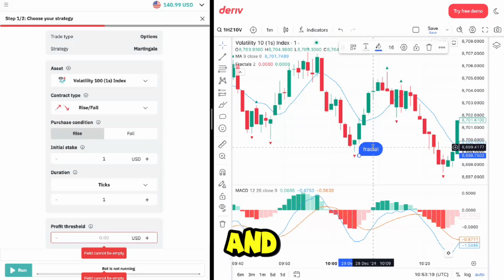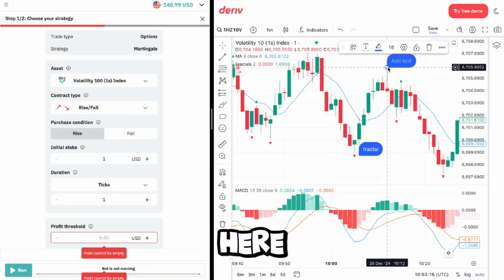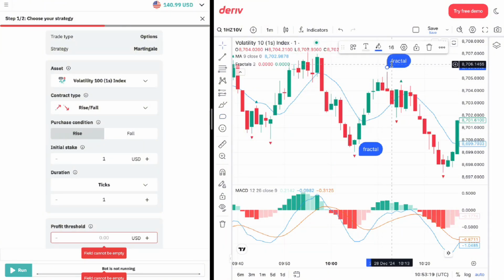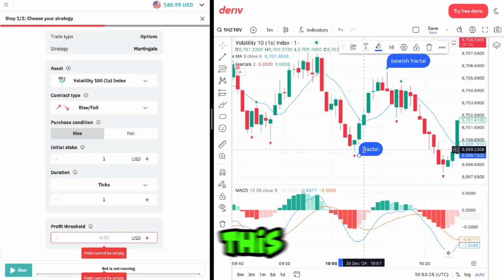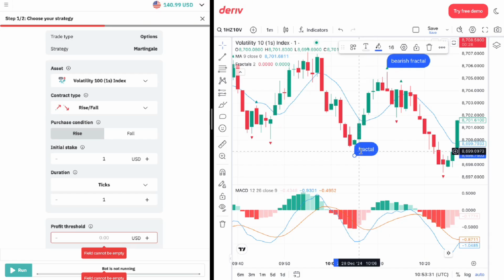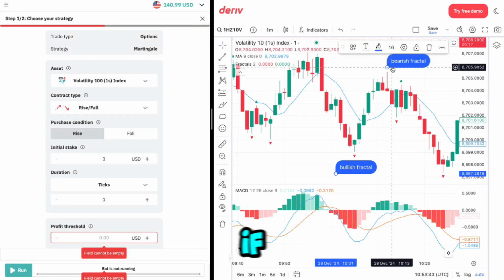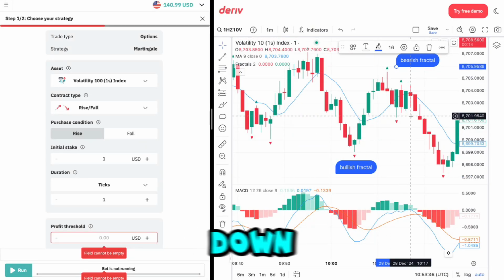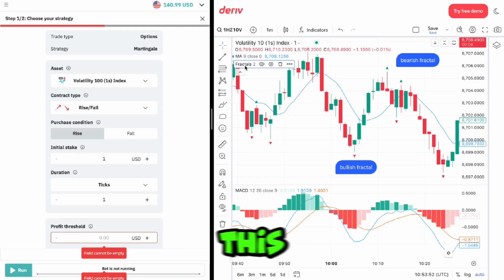So this thing here, and also this one here, fractal. So this is a bearish fractal, and this is a bullish fractal. So if it appears at the bottom, the market will go up. If it appears at the top, the market most likely goes down. But you have to check hand in hand with these other indicators. So that is a Williams Fractal, this one.